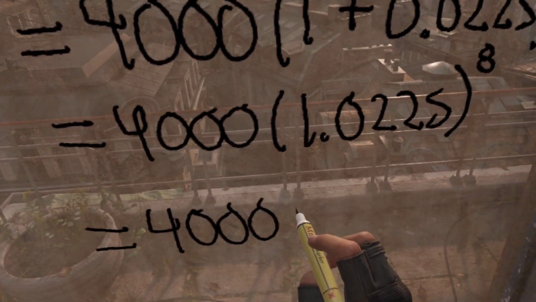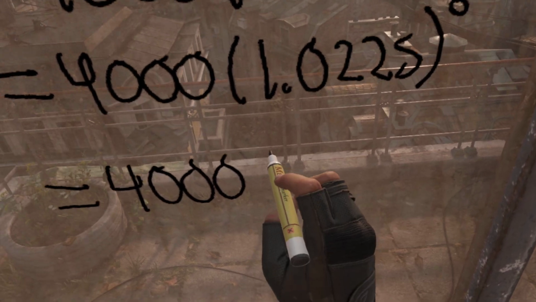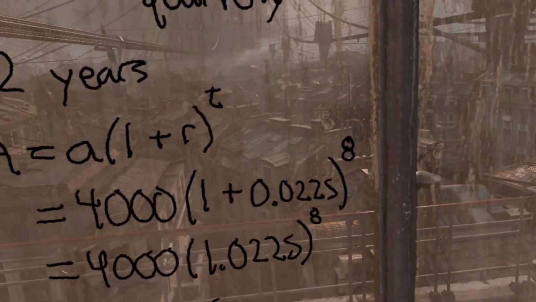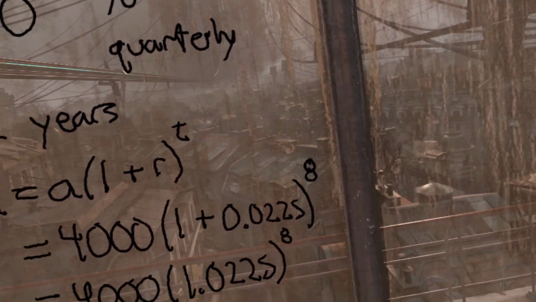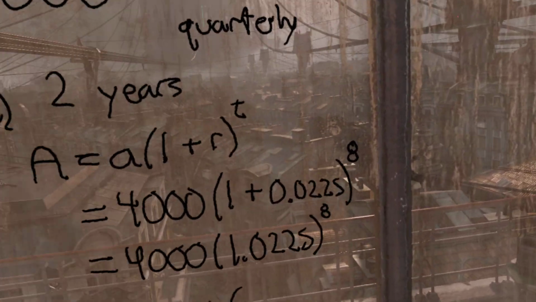I'm going to write this down, but I'm going to show you how to skip this step in just a second. You're going to take that 1.0225, raise it to the 8th power. You're going to put that in your calculator and get an answer.